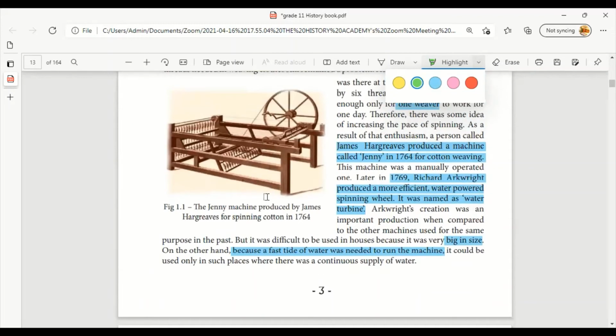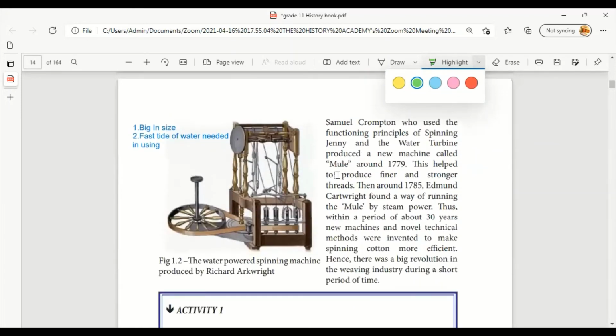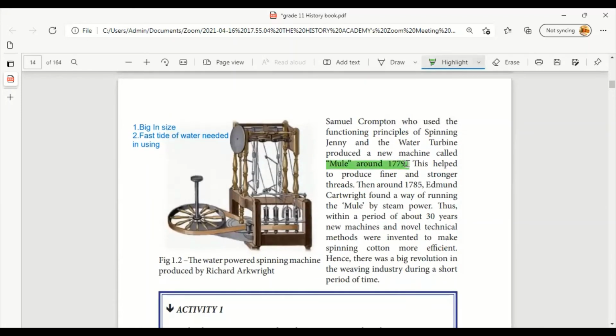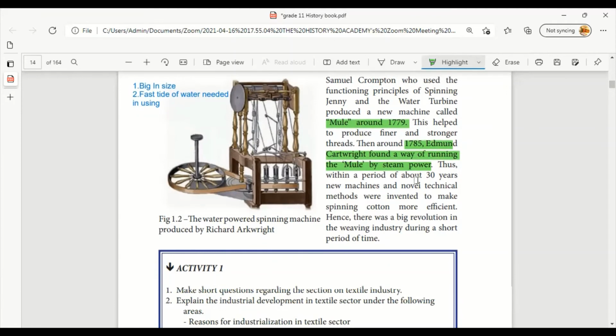So he used the spinning jenny's techniques, and he produced the machine called the mule in 1779, Samuel Crompton. And then in 1781, Edmund Cartwright developed this mule by steam power. So the mule was basically introduced by Samuel Crompton, but once again, Edmund Cartwright developed it by using steam power. Thus, within a period of about 30 years, new machines and novel technical methods were invented to develop the weaving industry, right? So this is the first industry that we are learning under the industrial revolution.